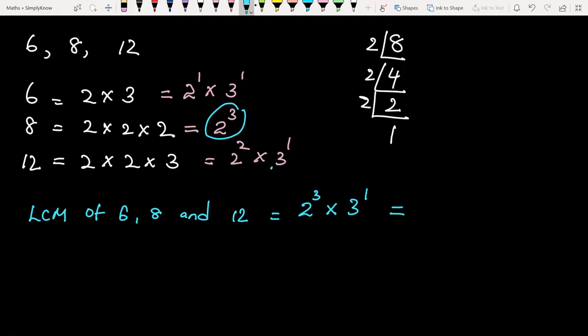And what is our answer now? 2 to the power 3 is 8. 8 times 3 is 24. So our LCM of 6, 8 and 12 is 24. 24 is the smallest number which is divisible by 6, 8, also 12.